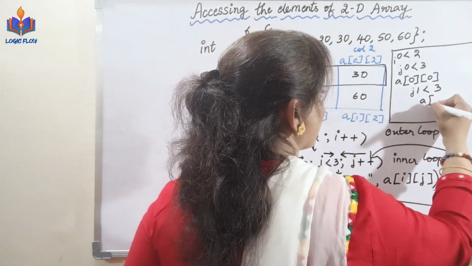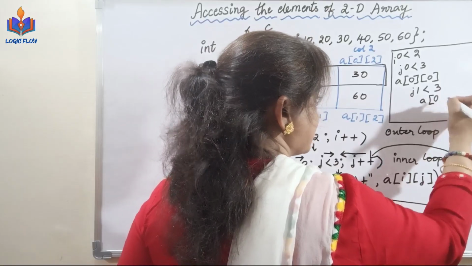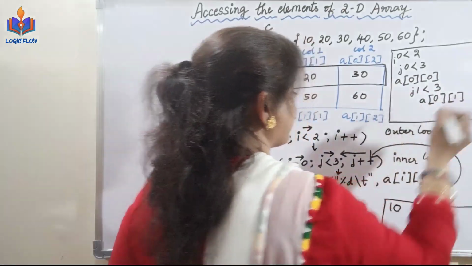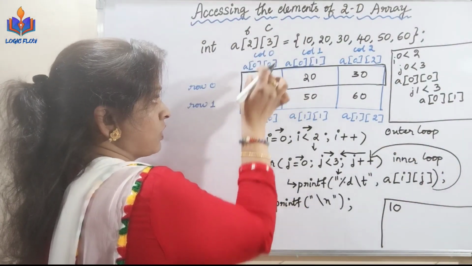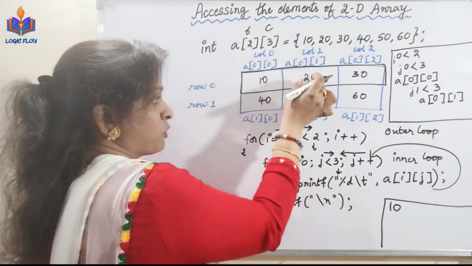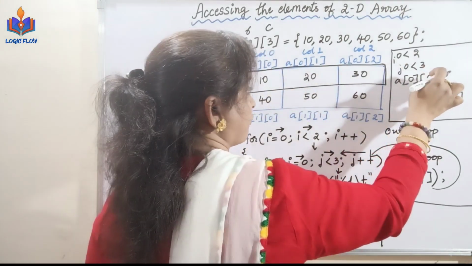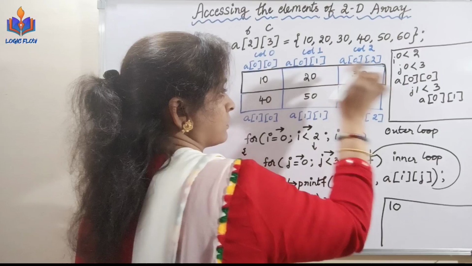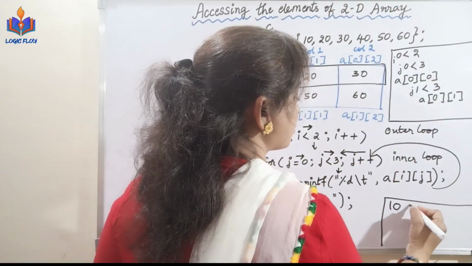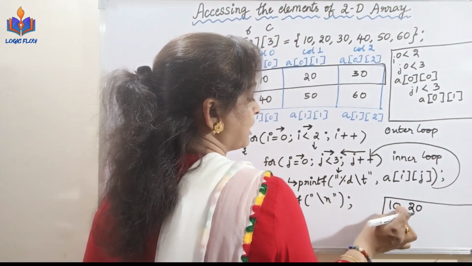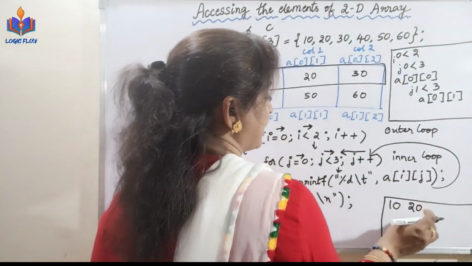That is A of i, which means it is 0 only. J has been increased to 1. So I am still in row 0. I am done with this and proceeding with this. Row 0, column 0, I have done. I am going to column 1. So it is 0, 1, which means 20 will be printed. See, we have \t. So after printing 10, a tab space, then print 20.